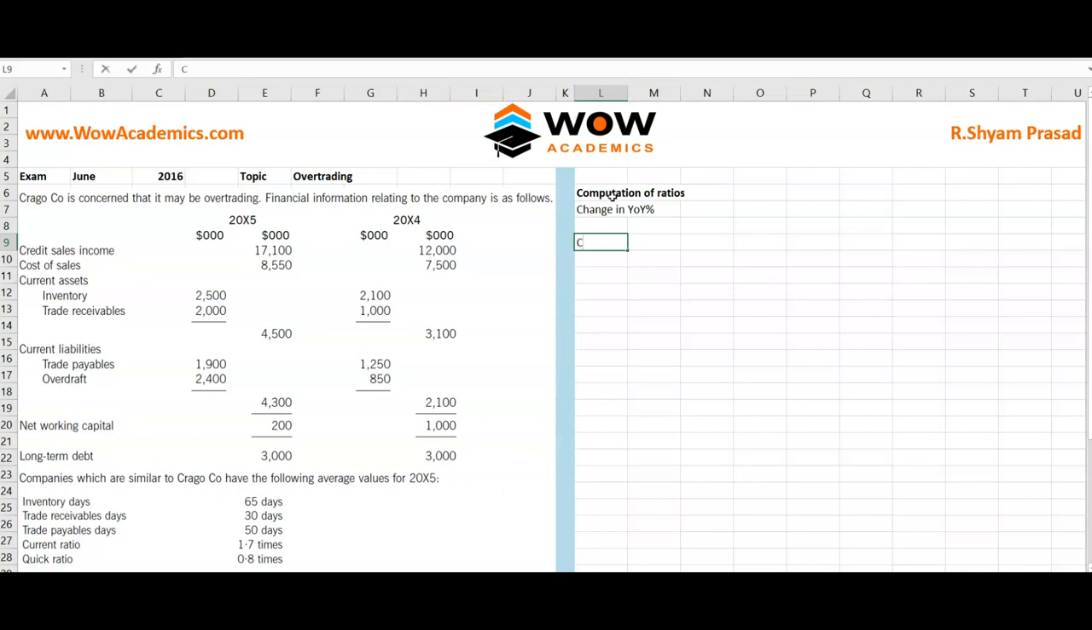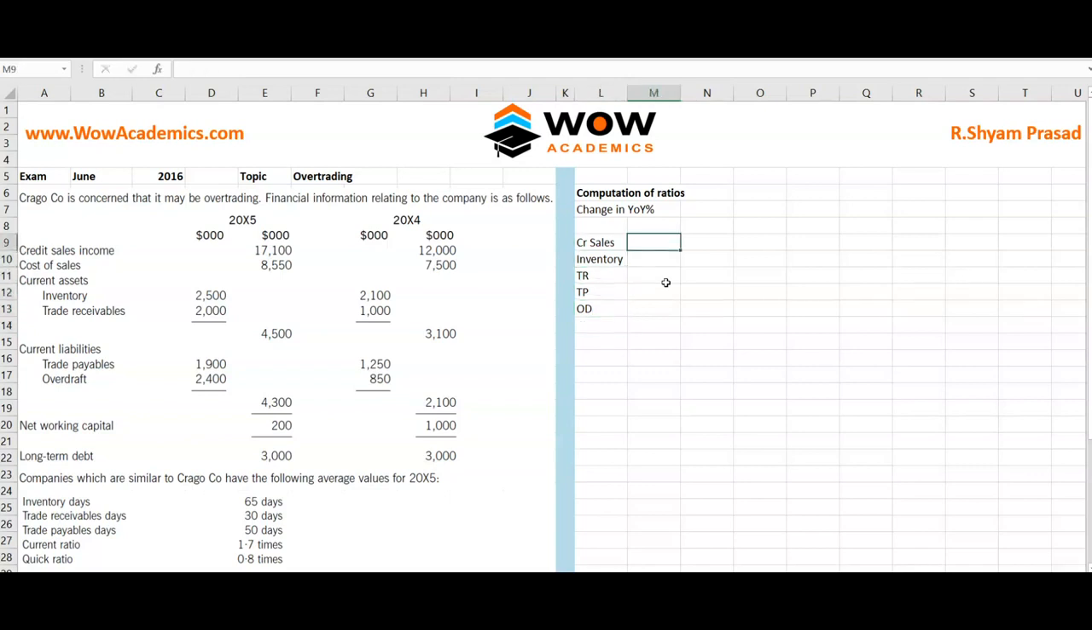So the first number would be credit sales number, that's important. Then inventory number, that's another important number. Then trade receivables, so we'll mark it as TR. Trade payables is an important number. Overdraft is a very important number. So these are very important numbers. So first we'll calculate these.